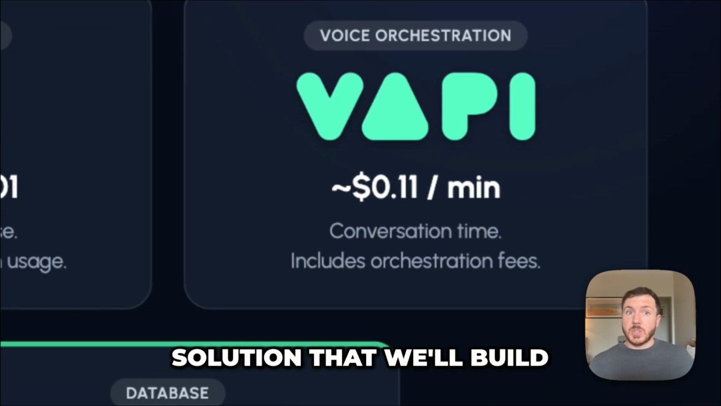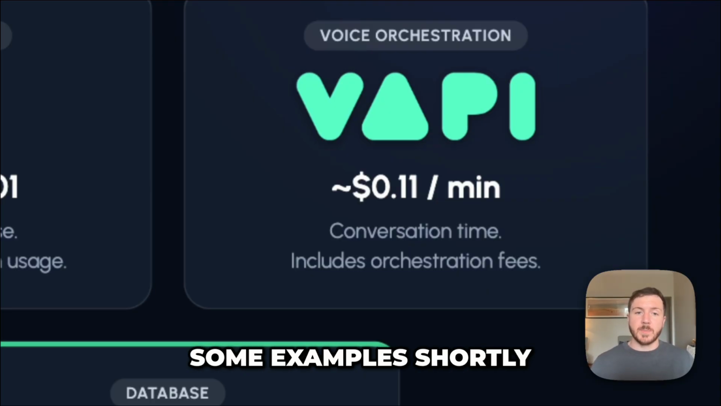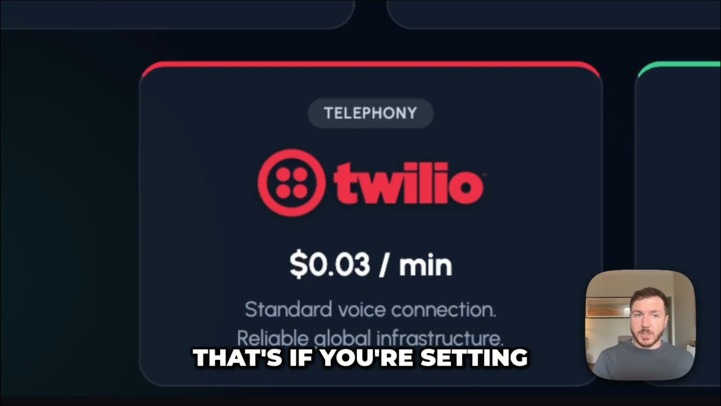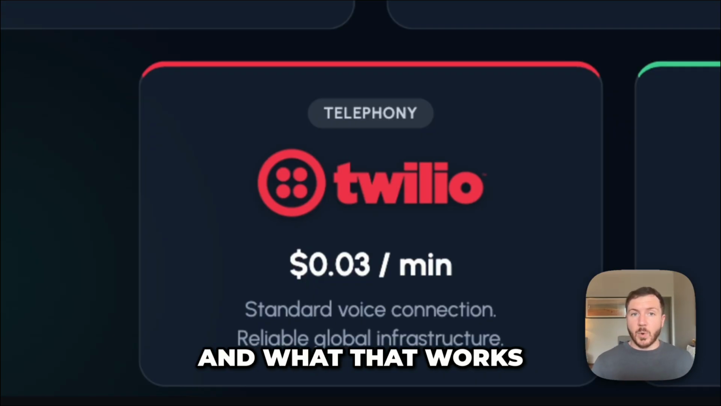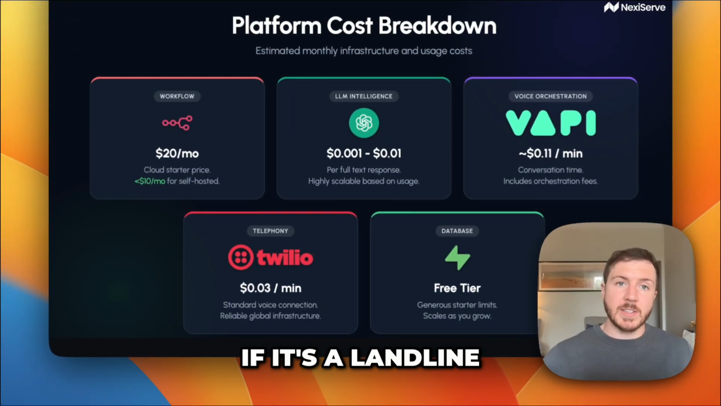In terms of building a voice agent, what we'll set up is VAPI. VAPI is the solution that we'll build these voice agents on top of. And what we find is that works out at around 8p per minute that the agent is speaking. Now I'll go through some examples shortly. You'll also have your Twilio number, if you're setting up a voice agent. What that works out to is 3 cents in dollars, so about 1 or 2p per minute that the agent is speaking. That's if it's on a mobile. If it's a landline, it's half the price.